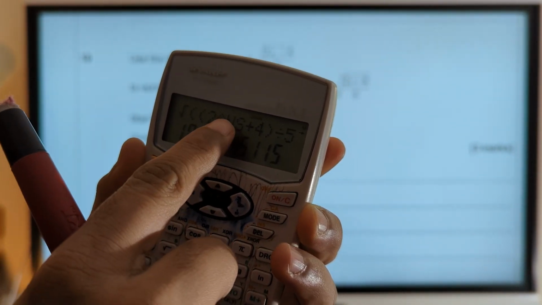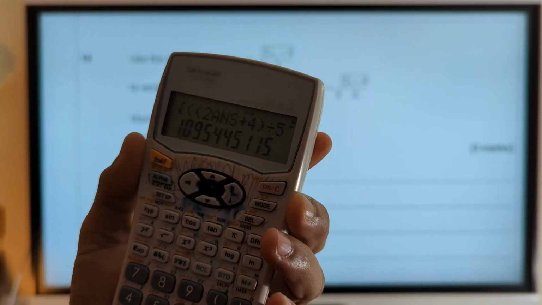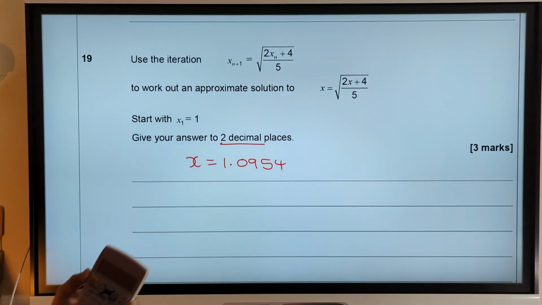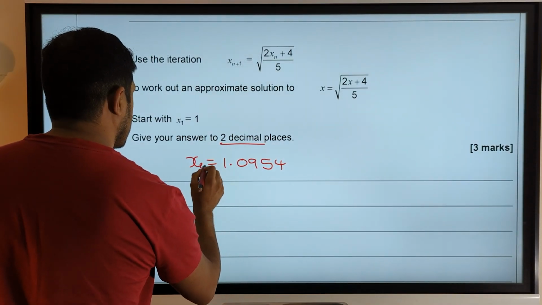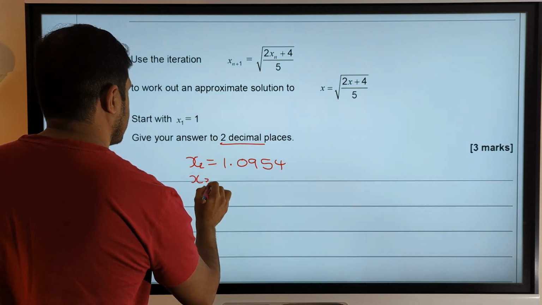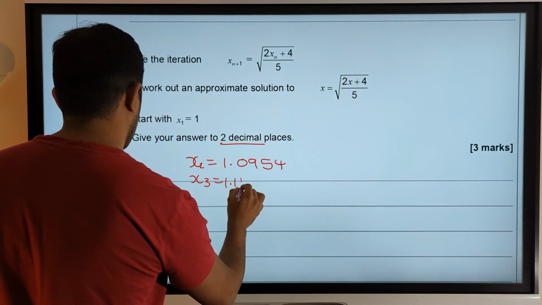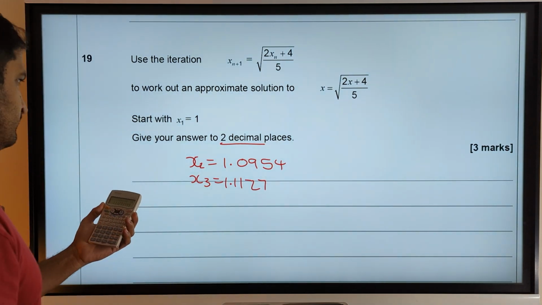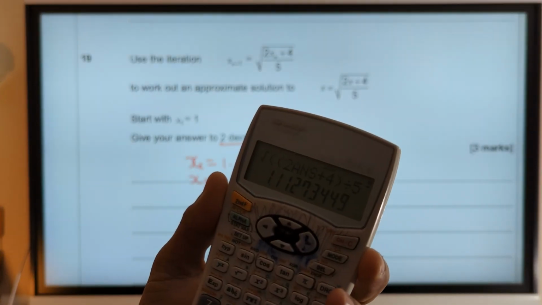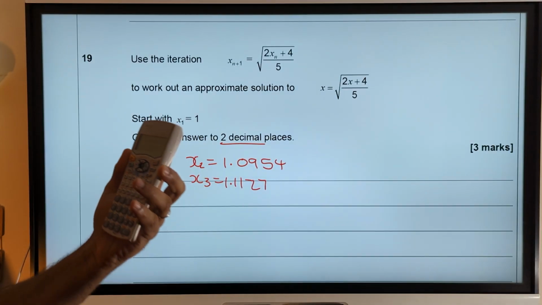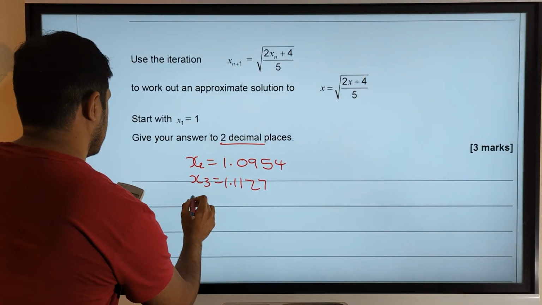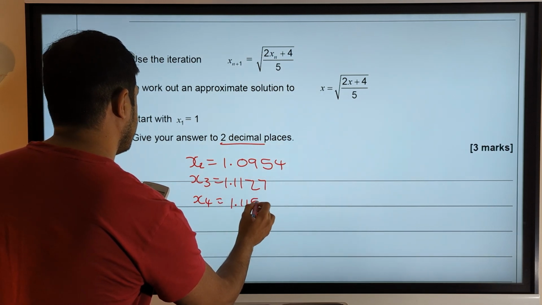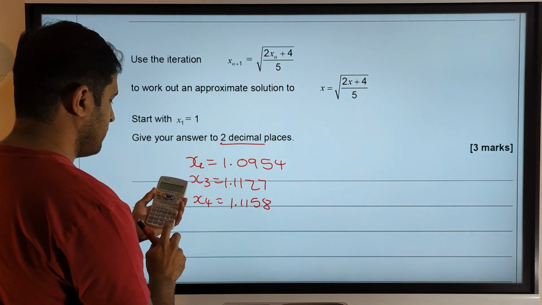Now the answer, wherever the answer is, this number will replace the answers. Okay, you get 1.1127. So that was our x2. x3 is 1.1127. Press it again. Then x4 is equal to 1.1158.